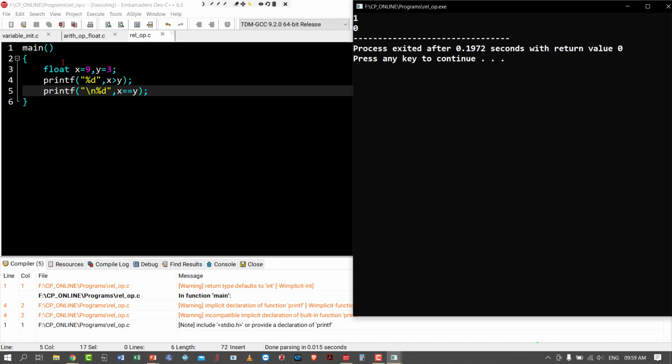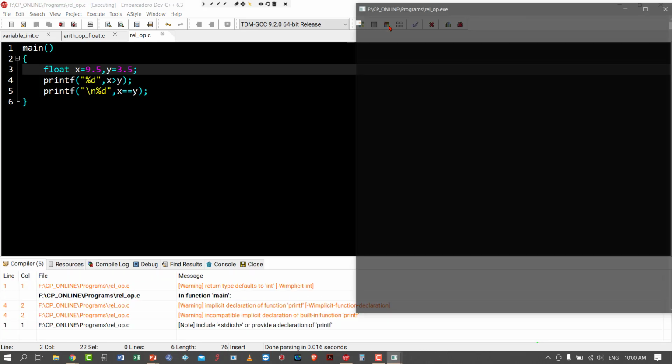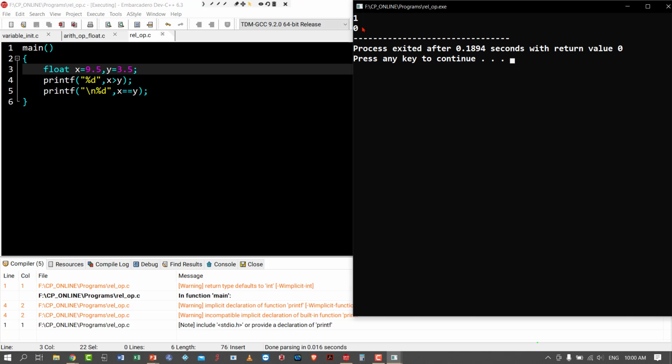Sir, replace X with a floating value. So both are float here. You just look at line number 3. No, sir, I want to change the value of X, that is a floating value, that is 9.2. Okay, 9.2, very good. Y is 3.5. Anyway, 9.2 is greater than 3.5, so the output will be 1 and 0. Is it clear, Saget? Any more modifications needed? No, sir. Okay.